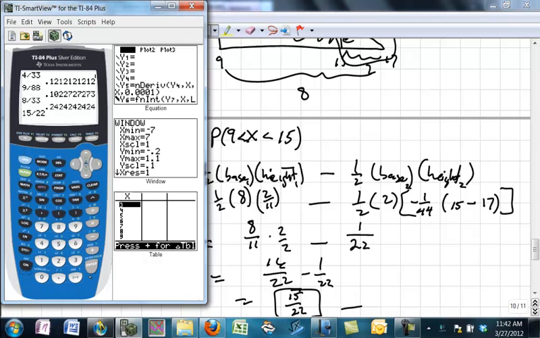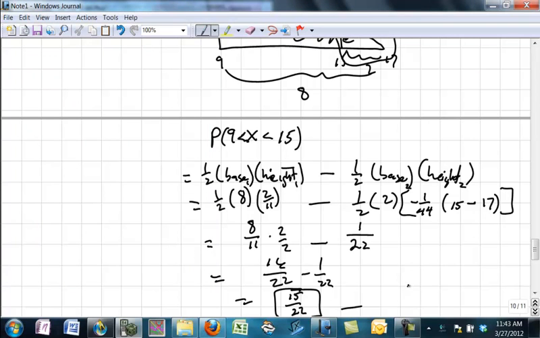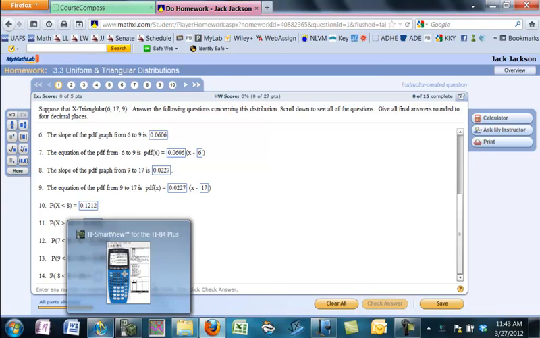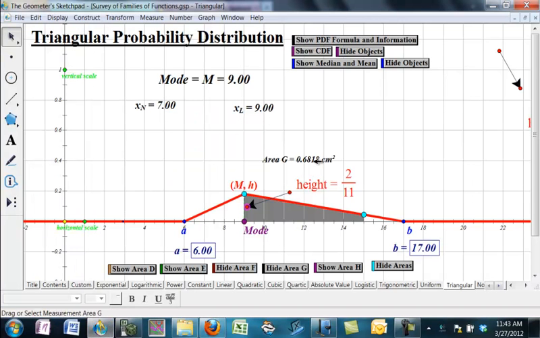Point 68181818181. Or if we go to 4 places, 681.8 and then 1, so it rounds off to 0.6818. And that's what this is telling me as well, so that's a good check. Alright, let's see what else we've got. One or two more, just one more.